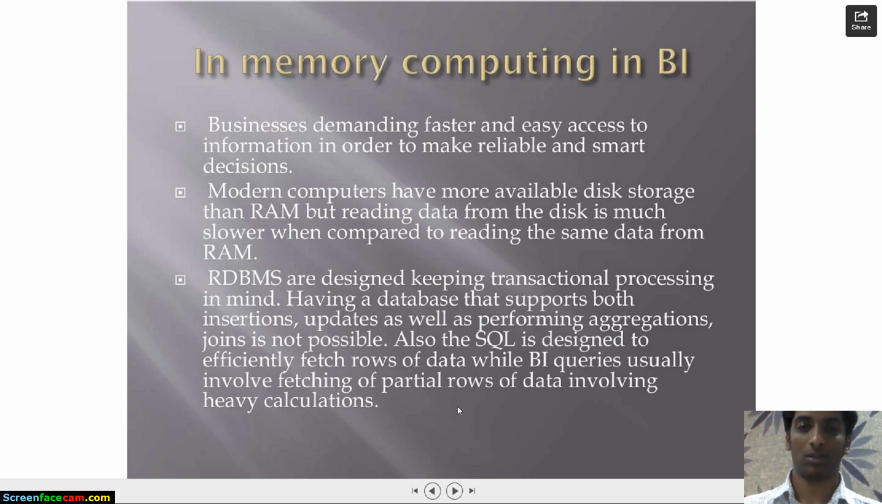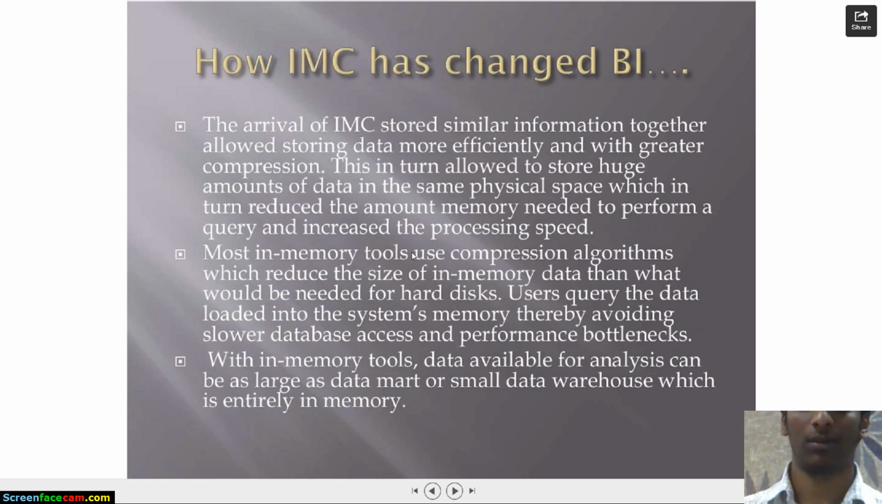So we need only a part of a tuple or a part of a table. In that case, we need to make our search faster. We need not go through the entire table to find one value, and fetch the value. That is what a column store database does. So this slide shows why in-memory computing is very important to BI as well.